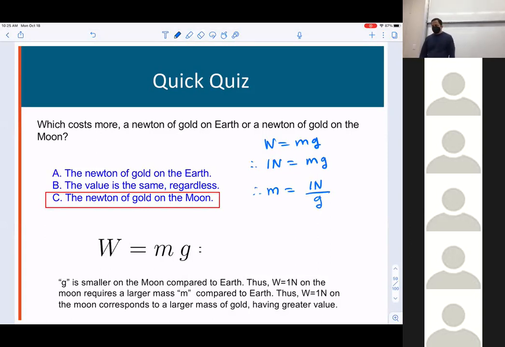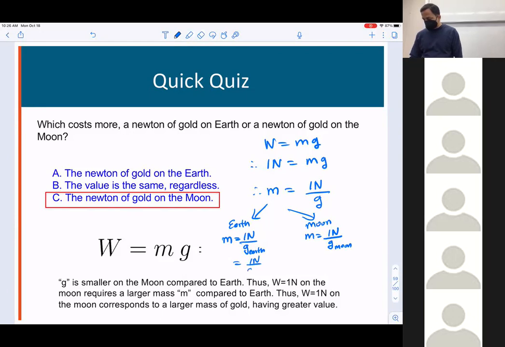And so now you have two options. In one case, you're told it weighs 1 Newton on the surface of the Earth. So on Earth, the mass will be 1 Newton divided by g on the Earth. And for the moon, the weight is the same, 1 Newton, but divided by g on the moon. And so this is 1 Newton over 9.80 meters per second squared, and this is 1 Newton divided by 1.62 meters per second squared. And so you see that if you are told something has a weight of 1 Newton, yeah, go ahead.